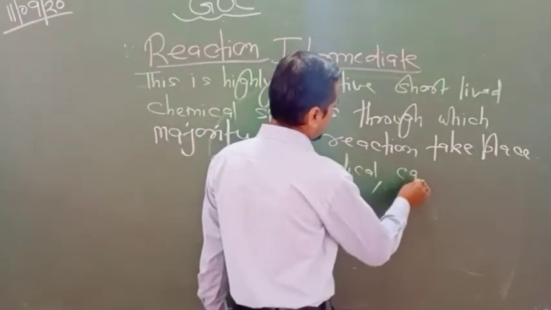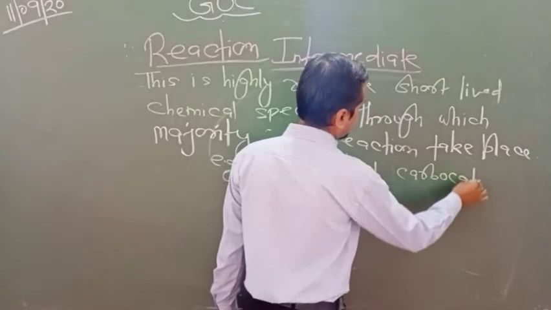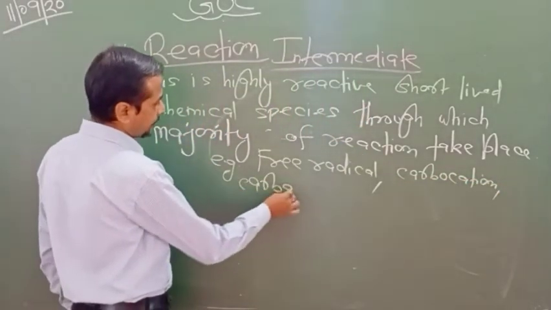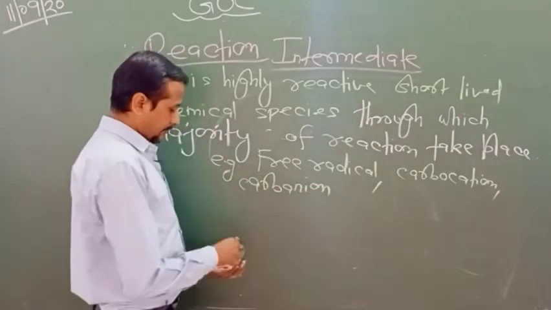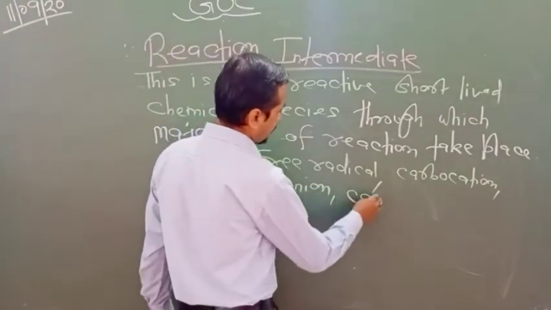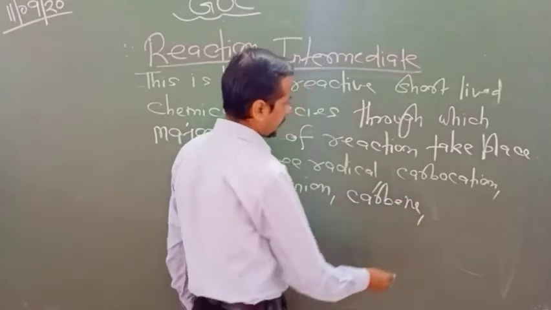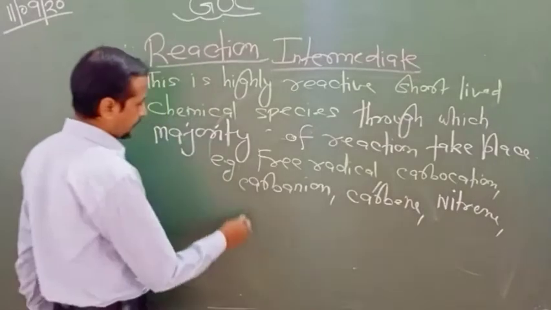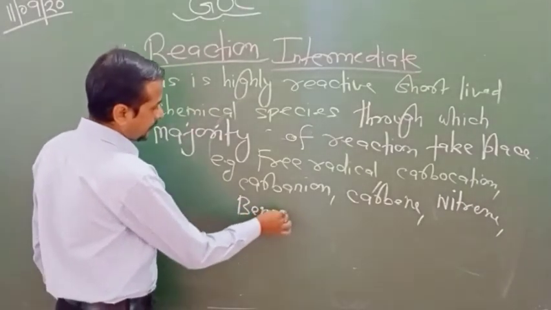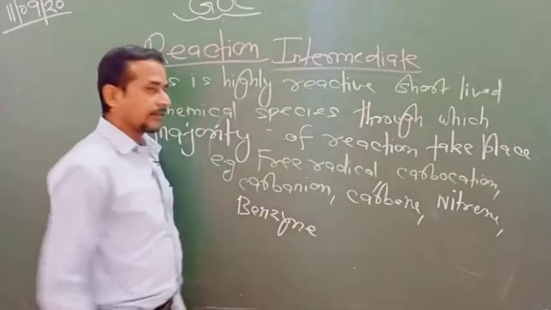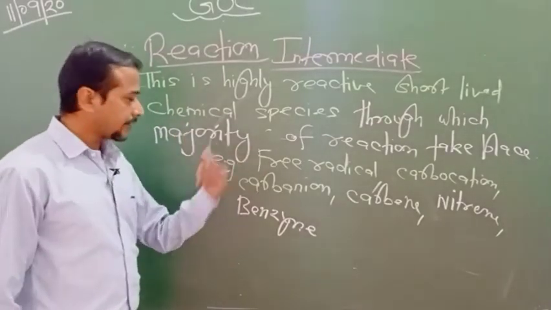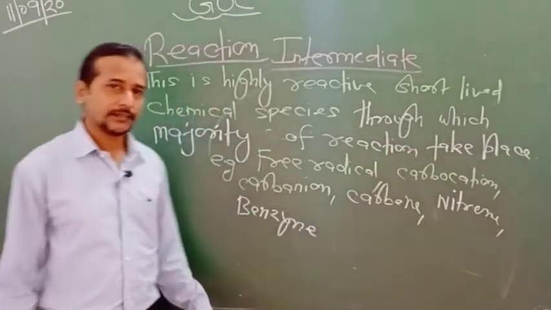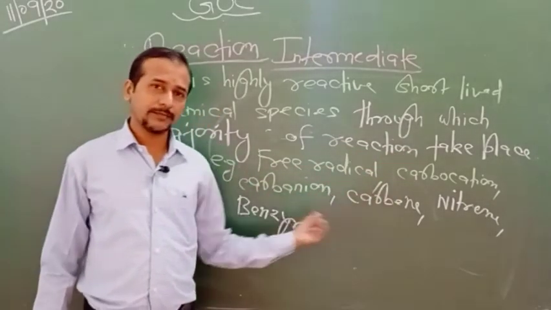then carbocation, then carbanion, then carbene, then nitrene, then benzyne. So these are the reaction intermediates, that is the free radicals, carbocations, carbanions, carbene, nitrene and benzyne.